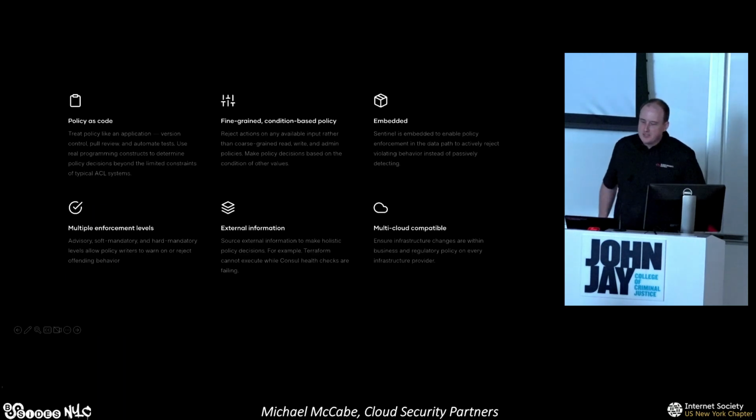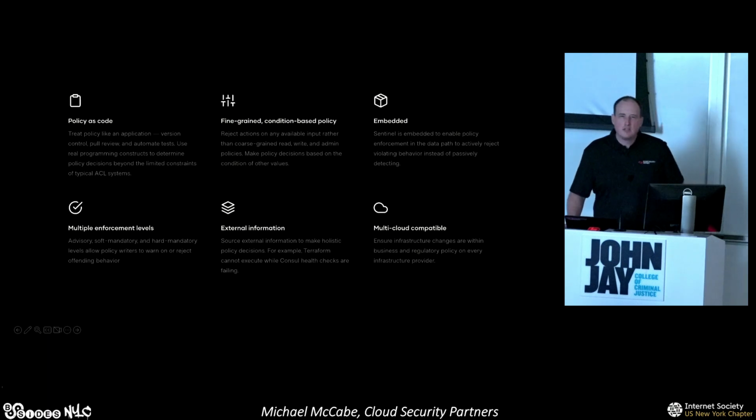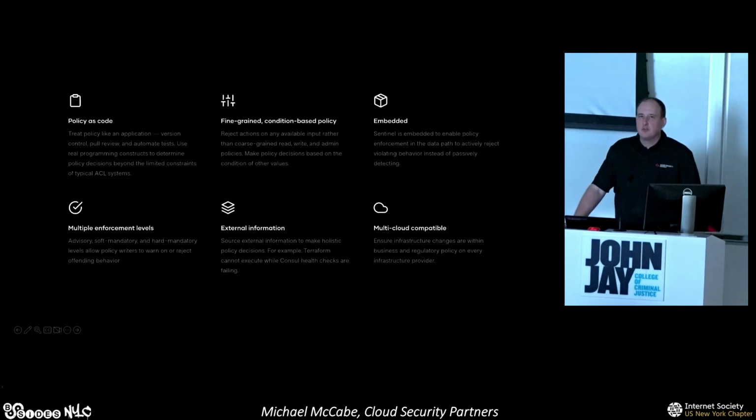So what are some of the benefits of policy as code, which is what these tools are called? You can write very fine-grained checks against your environment. They're embedded. You can write multi-cloud rules. You can get external information. And I think they both offer ways to do hard mandatory and soft mandatory rules.